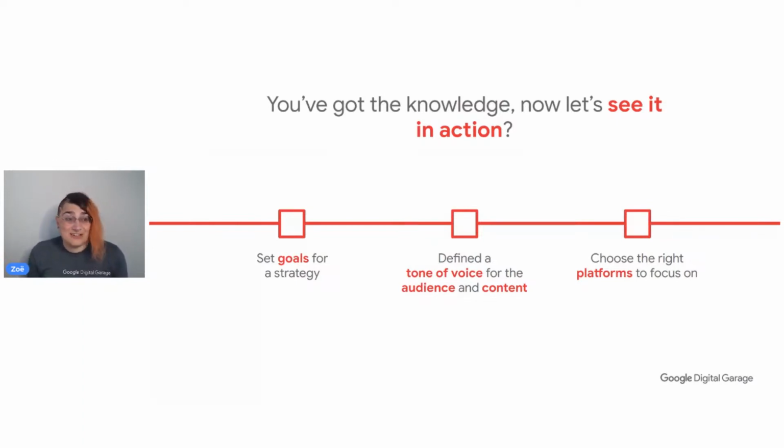Remember, we want really good goals. We want to be able to say, this is what we're going to achieve with our social networks, with our social media content. We need to define our tone of voice. Again, really, really important. What are we going to say? How are we going to sound? We've got a webinar on writing for social media that goes into that in more detail.